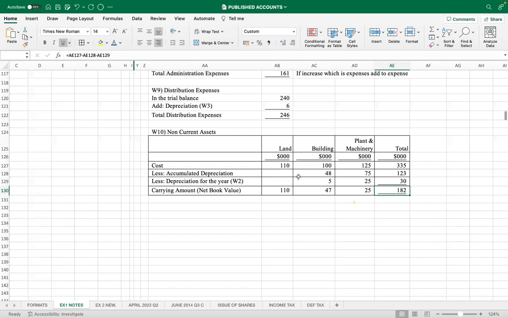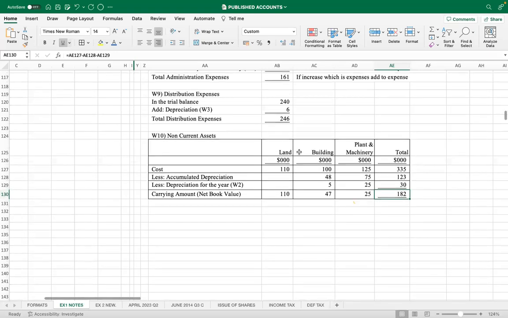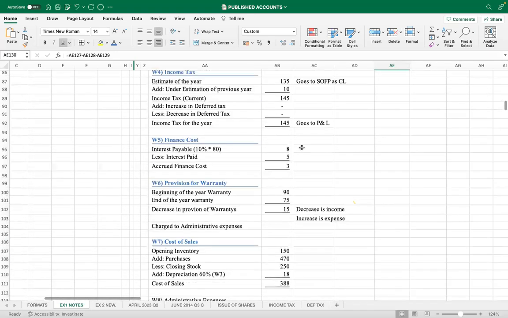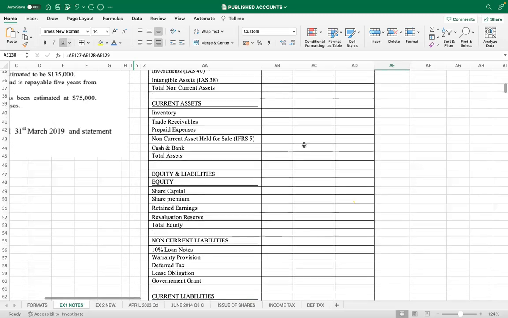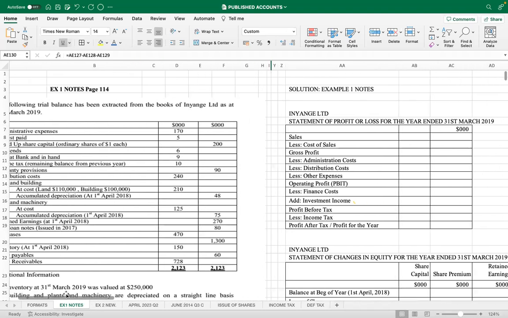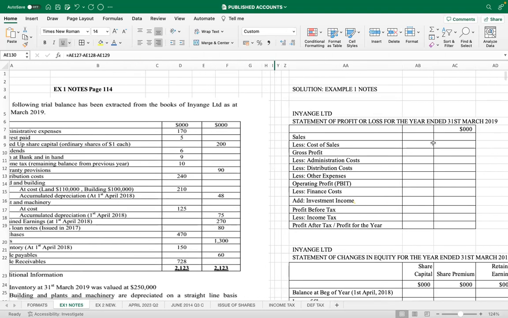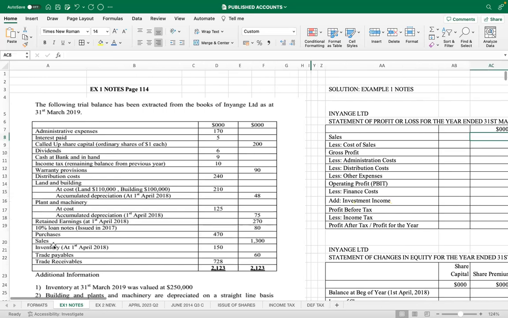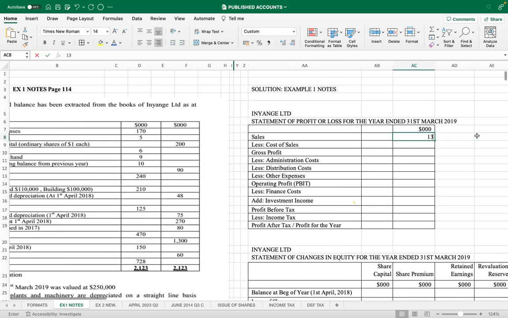Now, finally, we have done all workings. We now go and prepare financial statements. Now, in our financial statements, we go and start one by one. If there is a working, we post. So there was sales. Sales had no working. So you pick sales the way it is. Sales is 1,300. You can see the 1,300 there. So I'll post sales 1,300.